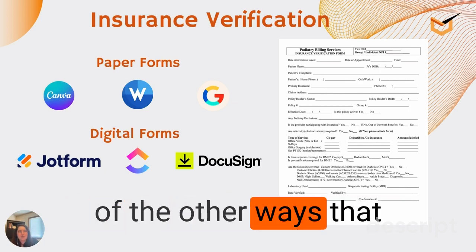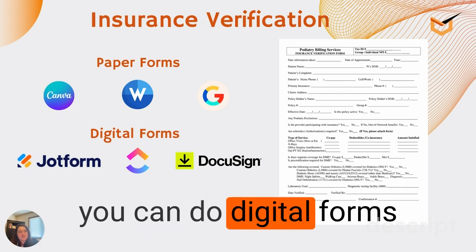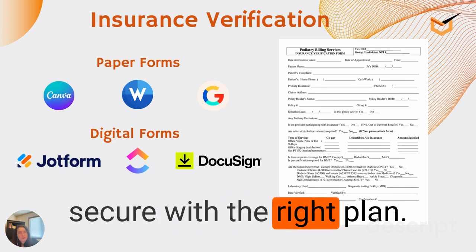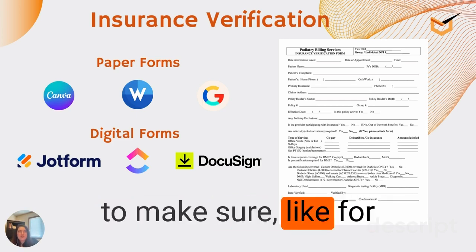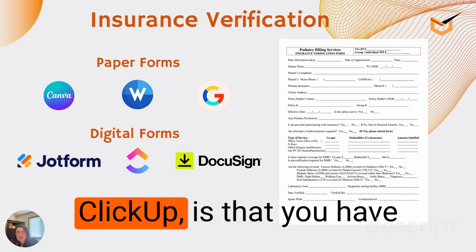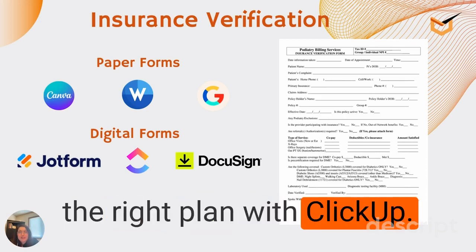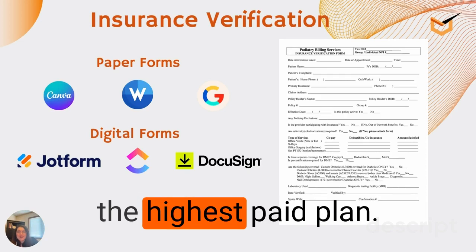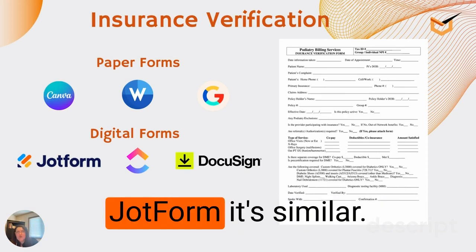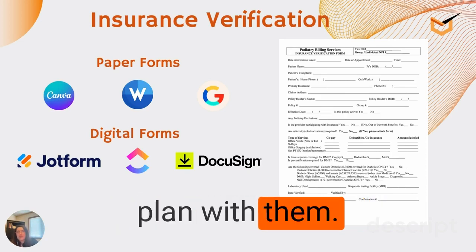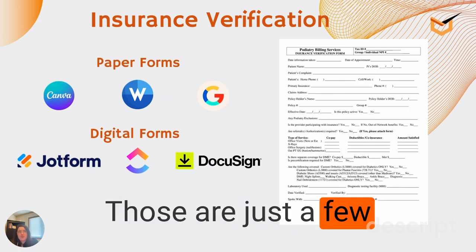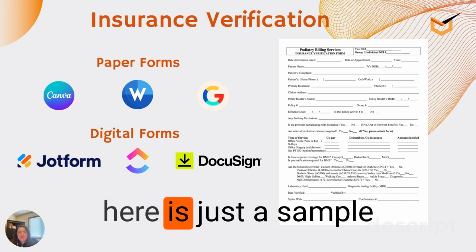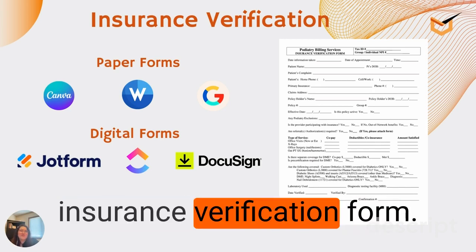And then some of the other ways that you can do digital forms, and these are all HIPAA secure with the right plan. So one thing you want to make sure, like for instance with JotForm or ClickUp, is that you have the right plan. With ClickUp, in order to be HIPAA secure, you actually have to have the highest paid plan. And I think with JotForm, it's similar. It's a higher paying plan with them. And DocuSign, those are just a few ways that you could automate the process. And then, of course, this here is just a sample insurance verification form.